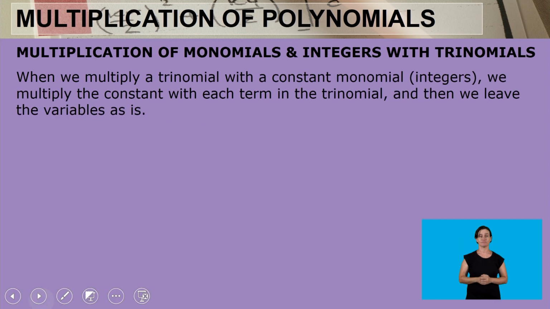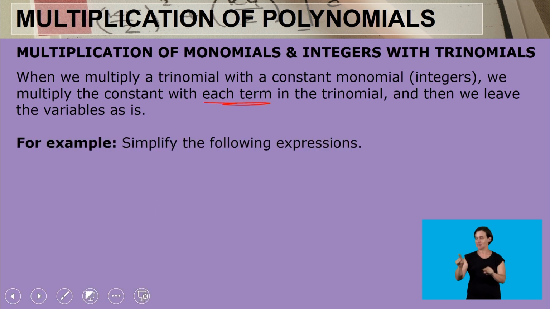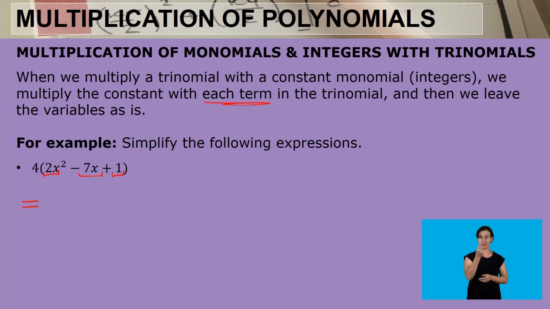Let's look at when we are multiplying trinomials. So when we are multiplying a constant monomial with a trinomial, we need to make sure that each term in the trinomial multiplies with the monomial, just like we did with the binomials, but now we have 3 terms. So we have 4 multiplied by 2x squared minus 7x plus 1. Remember, in the bracket, we have a trinomial because it has 3 terms. So we need to make sure that each of those terms is going to multiply with that 4.